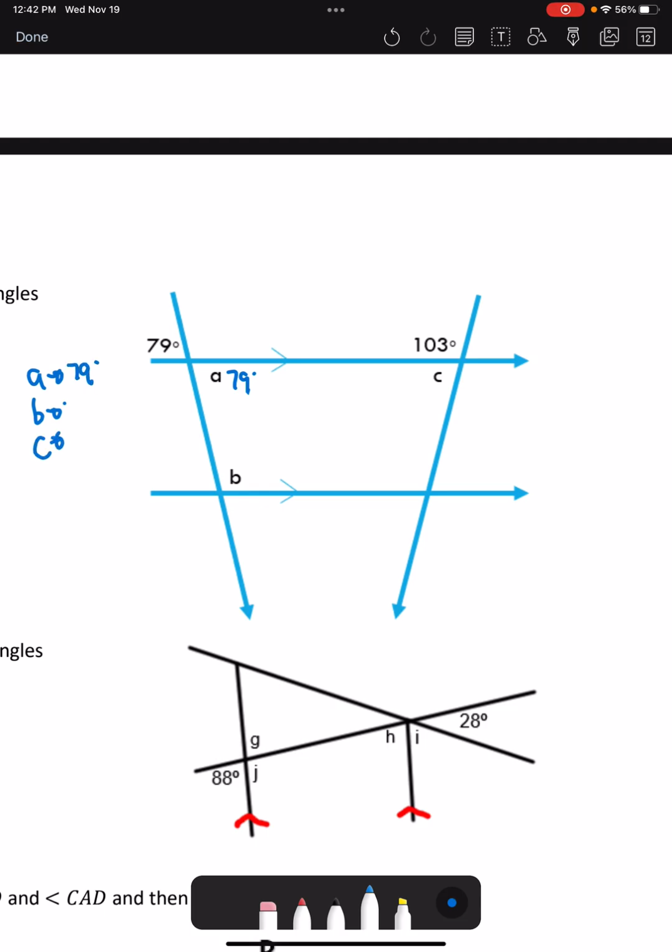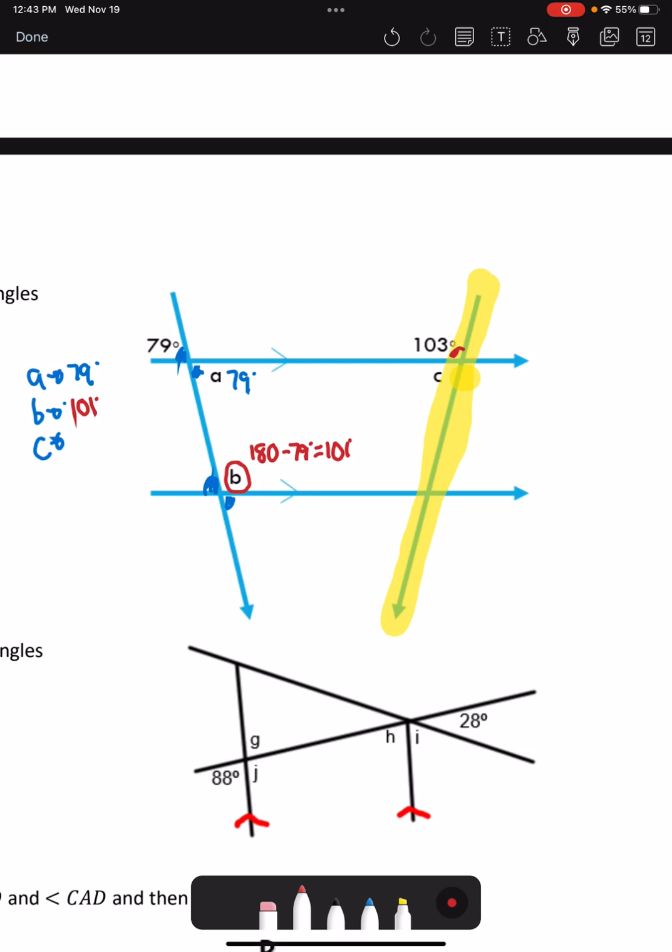Okay, so then from here, we could kind of zigzag down that transversal, so we know this would be 79, right? Because it's alternate interior to angle A, and then this would be 79 as well. So B is going to have to be supplementary, so it will be 180 minus 79, which gives me 101 degrees. So angle B is 101 degrees. Now, remember, this is a second transversal. So all these other angles, like the 79 and the 101, we're not using that because we're just focusing on this transversal that I highlighted in yellow.